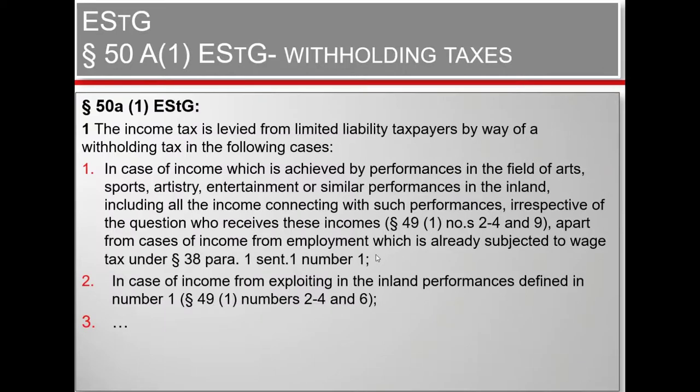So indeed, here is our translation of 50a paragraph 1 EStG. That was again the withholding taxes. So we remembered that right. Withholding taxes exist for number one, income paid for performances in the field of art, sports, artistry, entertainment, or similar performances. Number two, income paid for using the rights or exploiting the inland performances defined in them.